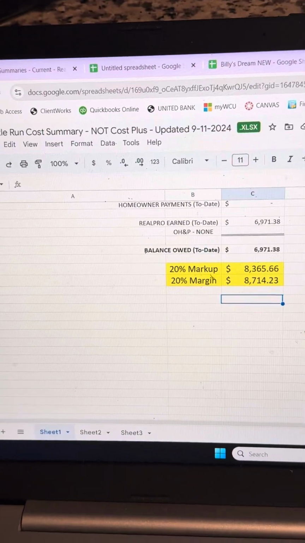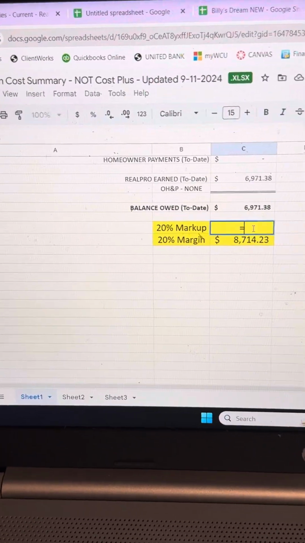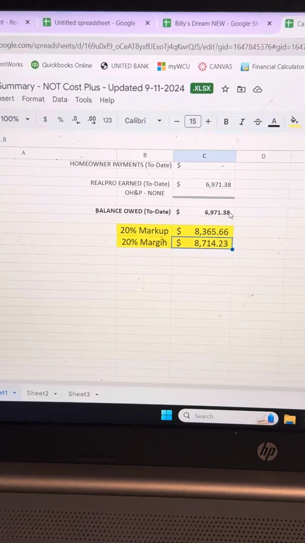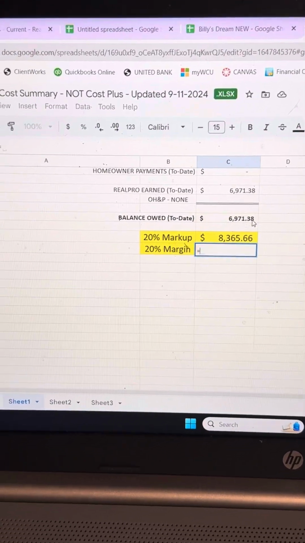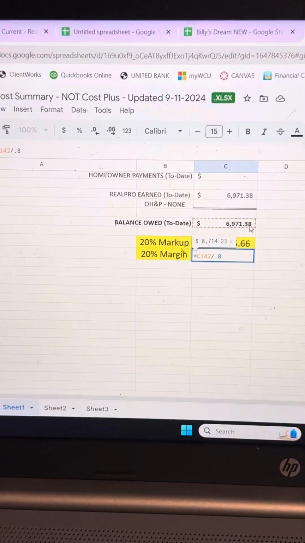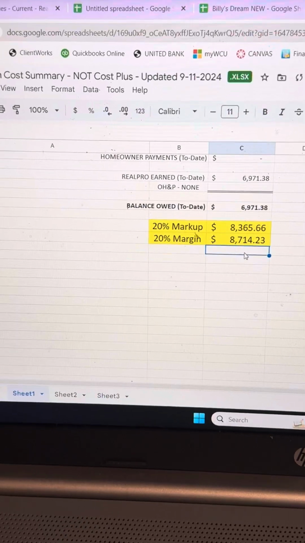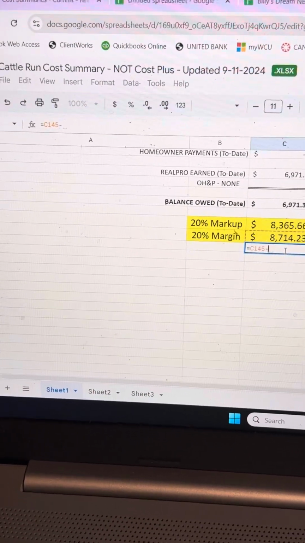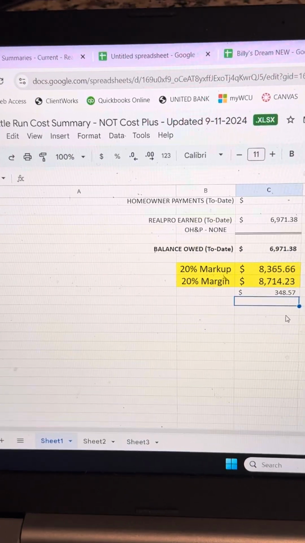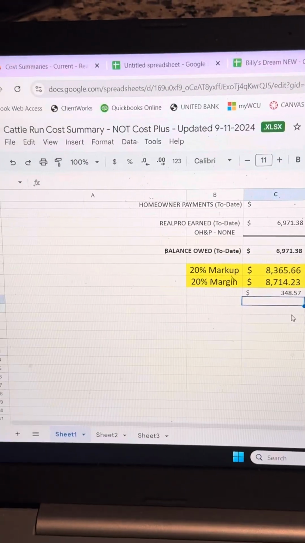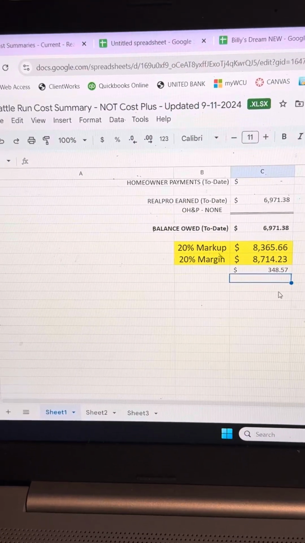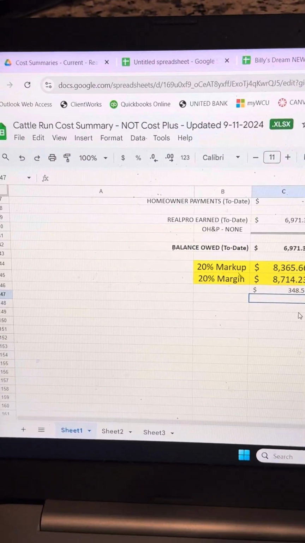Then if we go over here to Cattle Run, we have 6971 times 1.2 for our 20% markup, or we have 6971 divided by 0.8 for our 20% margin. Therefore, the difference would be 348.57. This is basically going to be as if everything we put on the cost summary is going to be like a Lowe's receipt, where we're just taking an extra 5%.